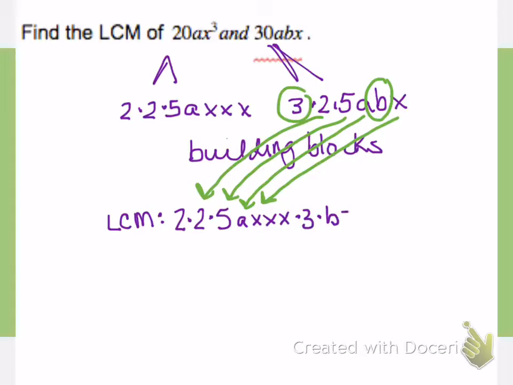Then to find my LCM, I'm just going to multiply it all together. So I would multiply my 2 times 2, which is 4. And 4 times 5 is 20. And 20 times 3 would give me a coefficient of 60. I have one factor of A, one factor of B, and 3 factors of X. Now, it doesn't really matter what order you write your variables in, but typically, algebraically, the best form is to put them in alphabetical order. And so that's why I wrote ABX to the third.